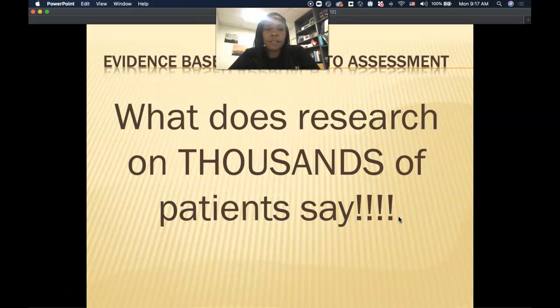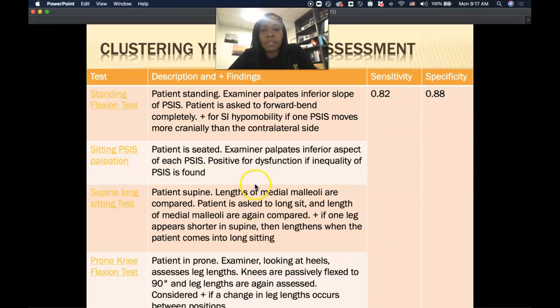So, evidence-based approach to assessment. What does the research actually tell us? I'm literally using research articles to help us drive what we're going to do in lab this week. So there's a cluster yielding the best assessment that we should use in terms of special tests. And so what are those special tests? We're going to drive through these. I haven't done this yet, so you guys can let me know if it was a success or a fail.